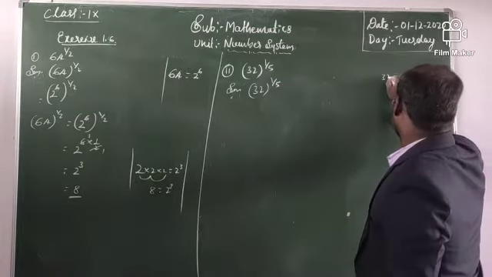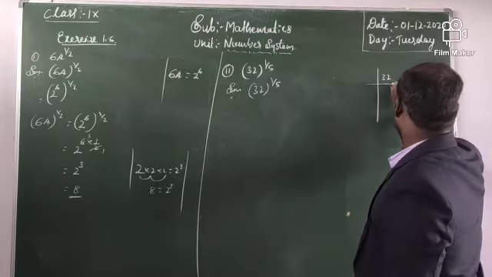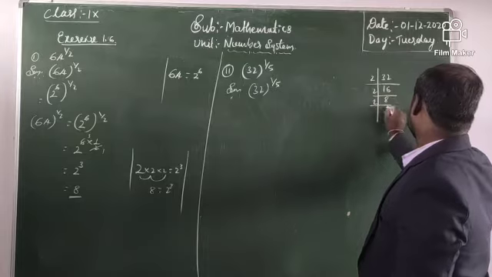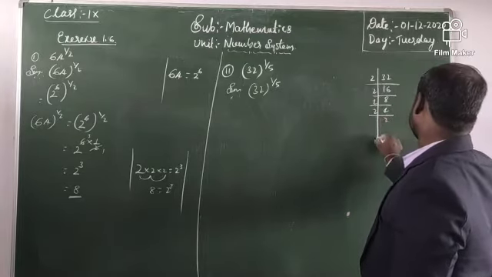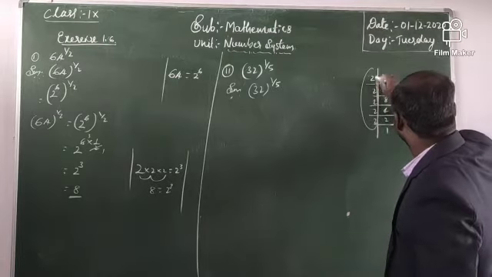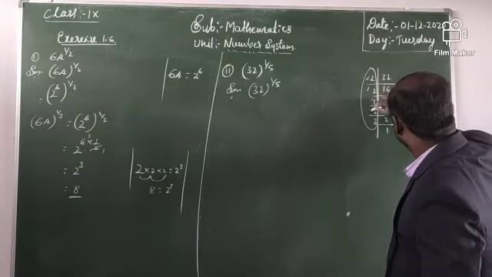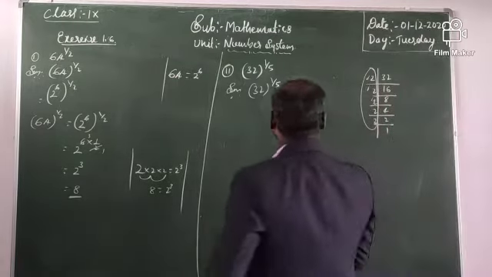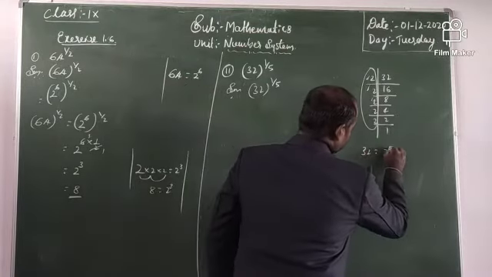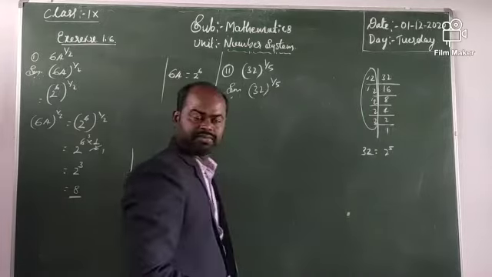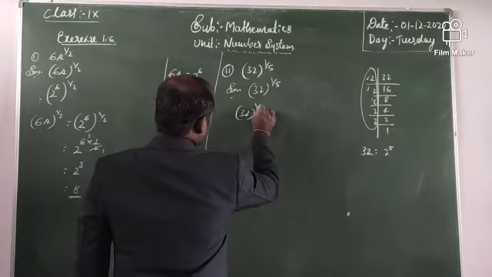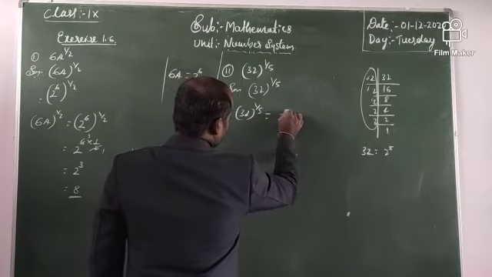We can write 32 and simplify this. 2 16s are 32, 2 8s are 16, 2 4s are 8, 2 4s, 2 2s are 4, and 2 1s are 2. How many 2s are there here? 1, 2, 3, 4, 5. Therefore, we can write 32 equal to 2 to the power of 5. Okay, children? Now, 32 to the power of 1 by 5 equals 2 to the power of 5, to the power of 1 by 5.